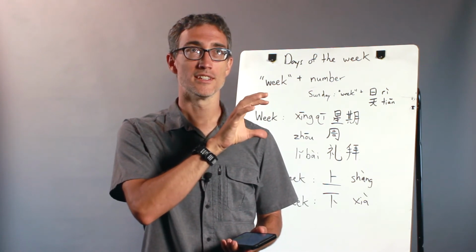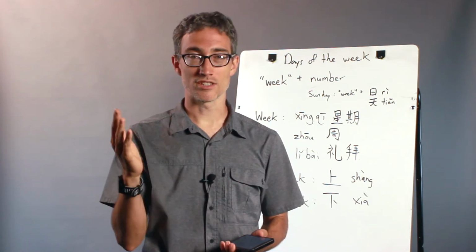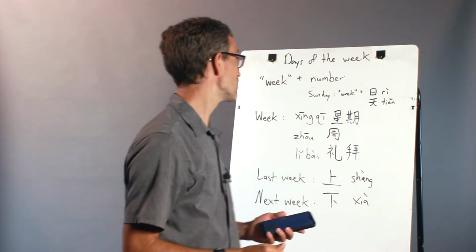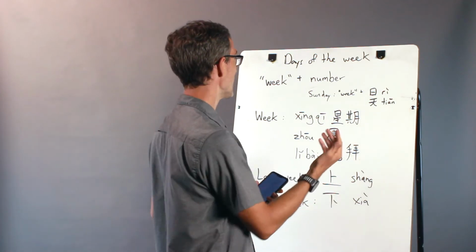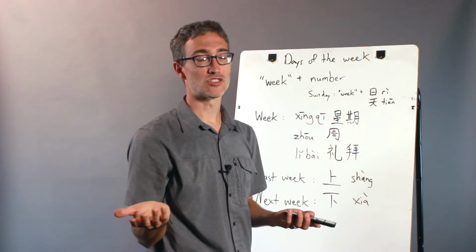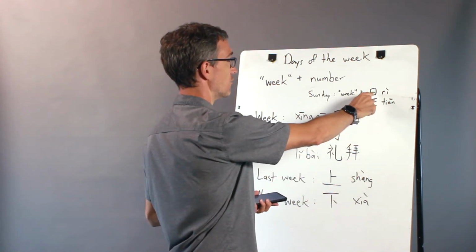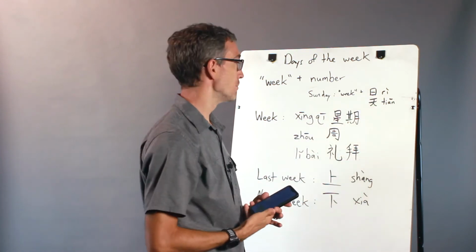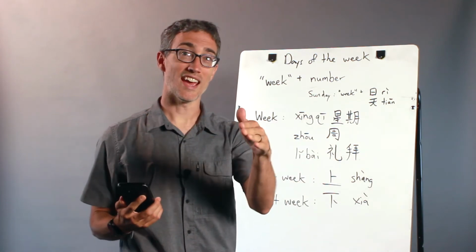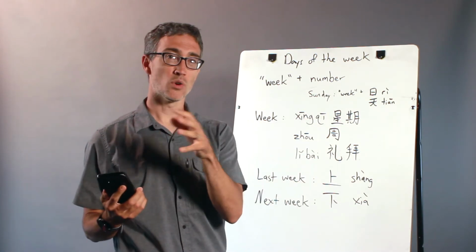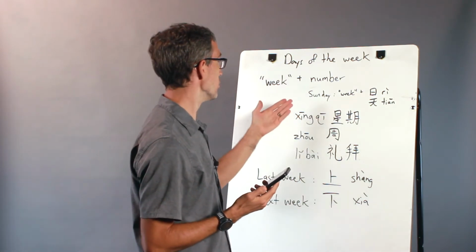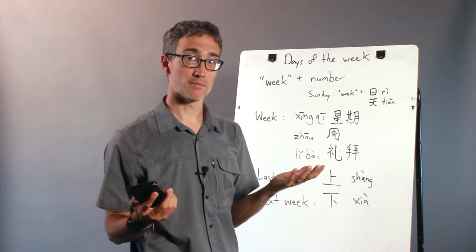And it's not 7. So it's true for week 1, 2, 3, 4, 5, 6. 6 would be Saturday, but then it changes when we go to Sunday. It's not 7. It's actually week plus the Chinese word for day, and there are actually 2 of them. Ri is more formal. Tian is a little bit less formal, but they both mean day. So you're actually saying weekday, and that's how you say Sunday. So it's week 1, week 2, and so forth until Sunday. You say weekday.